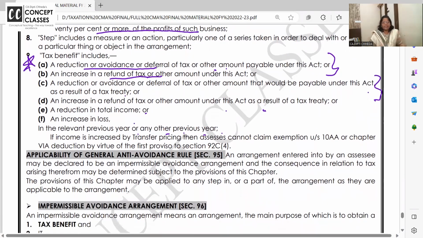But if you do it within the limit of the act, no problem. Beyond that you go, you're caught up in GAAR. Okay. If income is increased by transfer pricing, SEZ cannot claim exemption under 10AA or Chapter 6A by virtue.